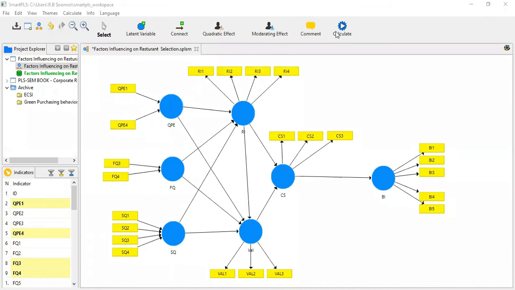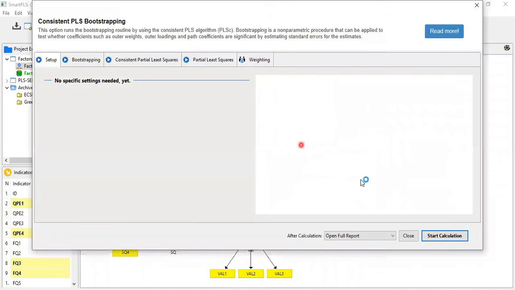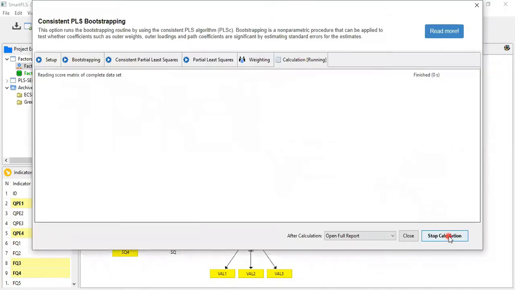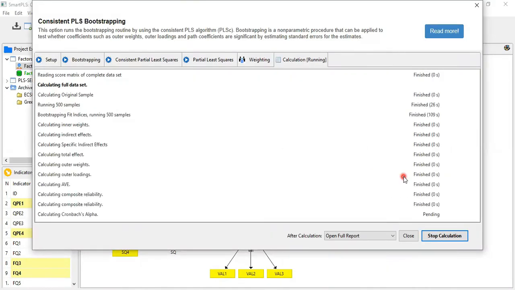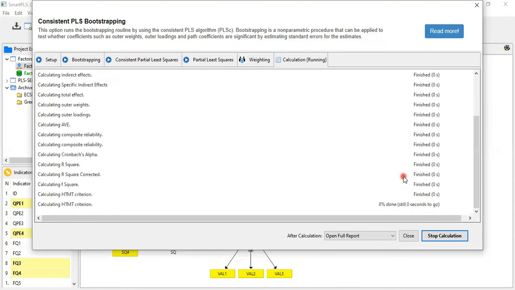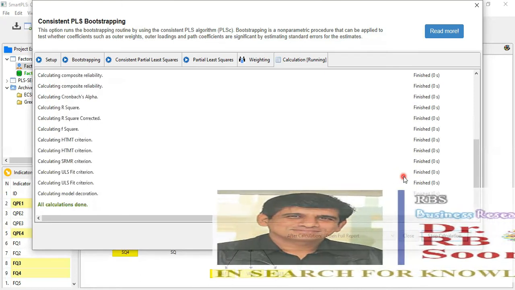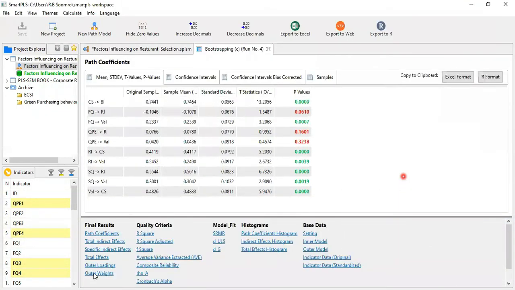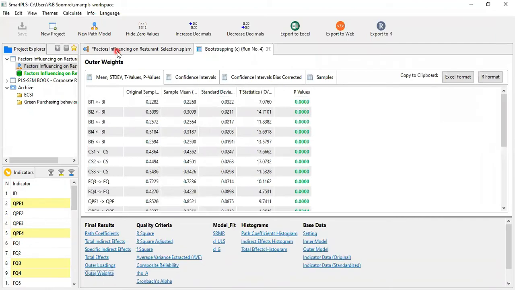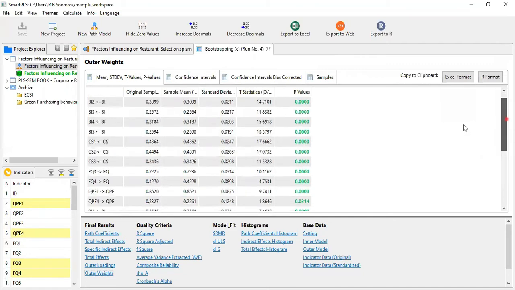Again, we have to follow the same thing. Just quickly go there, bootstrap, and everything should be the same. Just start calculations. Dear friends, our calculations have been completed and the things have been finalized. I hope now there will be no issue with this one, at least no issue of violation. So the results are there, and then just quickly outer weights. Okay, now there is no violation, and all the things are within the range.